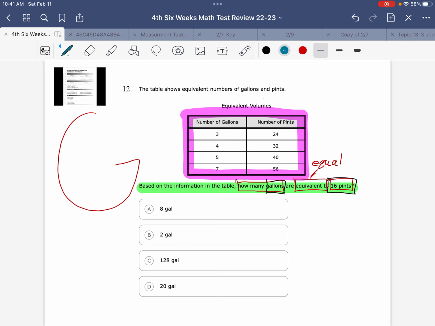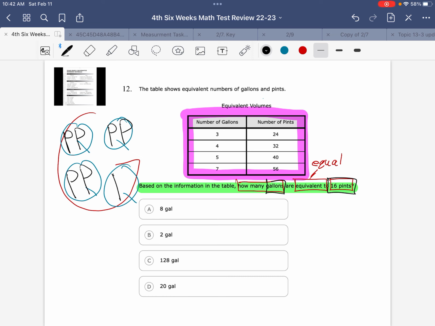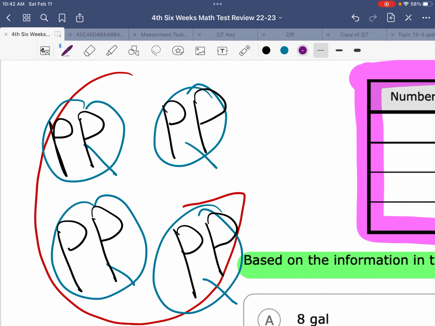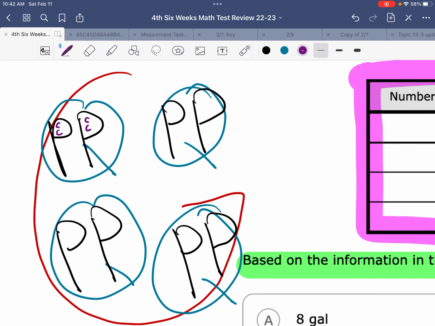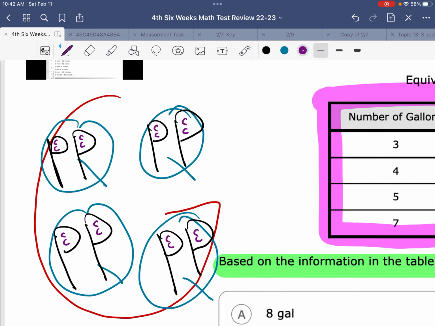In my castle, I have 4 queens. Okay. Each queen has 2 princesses. And each princess has 2 cats. So 1, 2, 1, 2, 1, 2, 1, 2, and so on for each princess. So I made my gallon castle now.